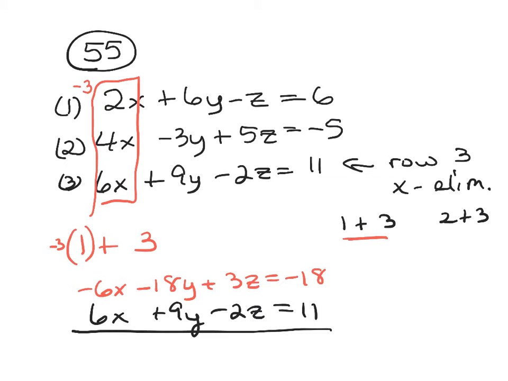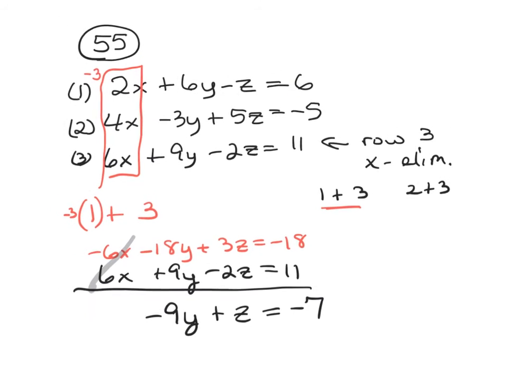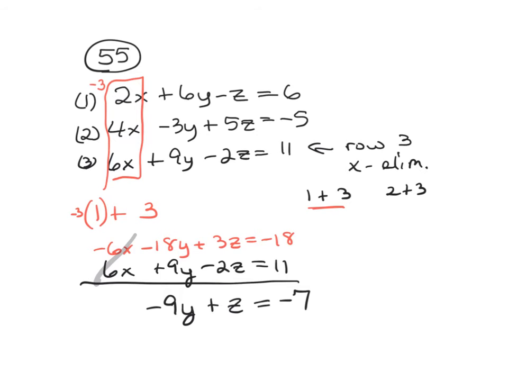I didn't have to multiply row 3 by anything. And now the x's cancel. And then I'm left with negative 9y plus z equals negative 7. Now I'm working with rows 2 and 3.